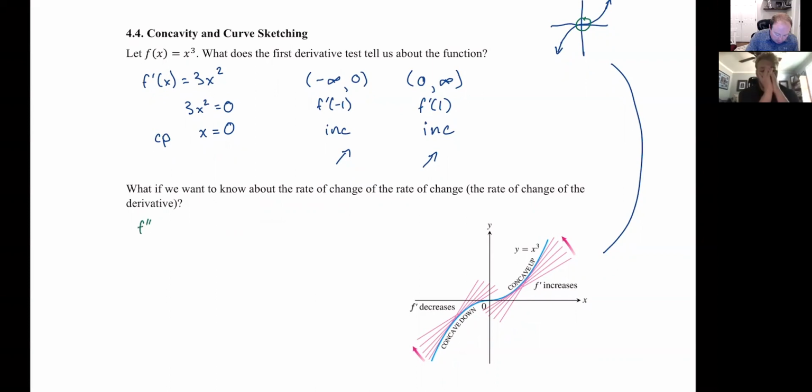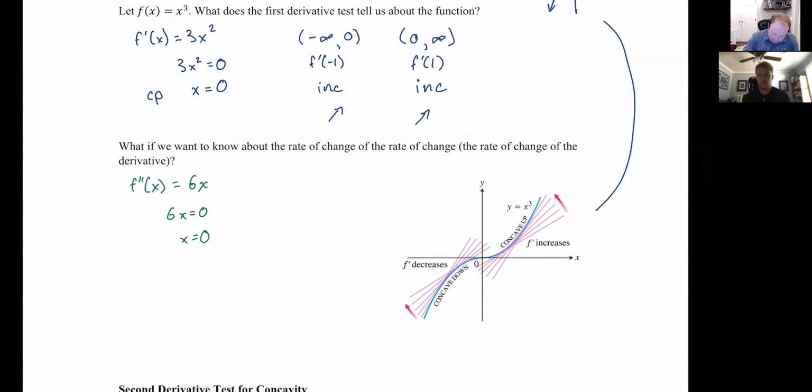So f double prime of x is equal to 6x. And if you take that same idea and think about setting this equal to 0, you again find that x is equal to 0. So this is not a critical point at this time, and we're going to go ahead and define this shortly. But if we look at what's happening at x equals 0, we have essentially a leveling off of the rate of change.